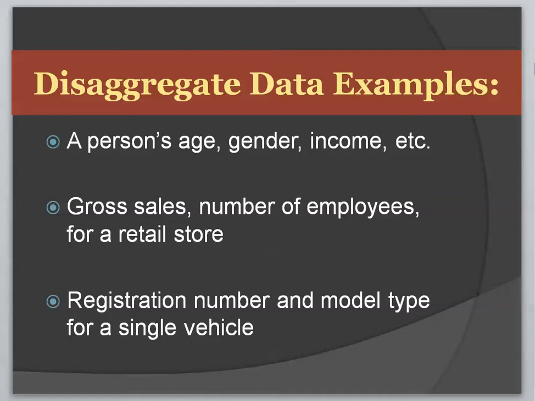Well, the first one seems pretty straightforward. You're describing a person. But now the second one, though, you say, hey, by the way, you're looking at gross sales, number of employees. Sounds like you got more than one thing you're looking at. No, not really, because you're looking at a retail store and describing that retail store. Now, the third one, registration number, model type for a single vehicle. Think about it. The claim to fame that your driver's license has, or license plate. Supposedly, both of those are the only ones in the world with those particular numbers and letters describing each.